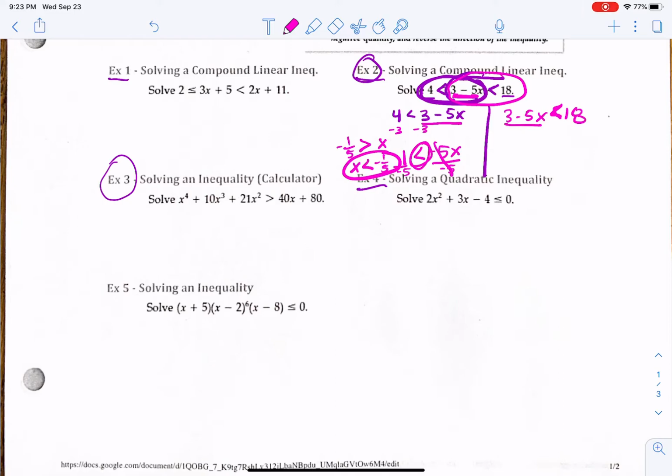So 3 minus 5x is less than 18. Okay, subtract the 3, subtract the 3. Negative 5x is less than 15. And then we divide by negative 5. Again, we're dividing by a negative, so we have to flip the sign. x is going to be greater than negative 3, and that's what it will look like. Okay, so there's that.